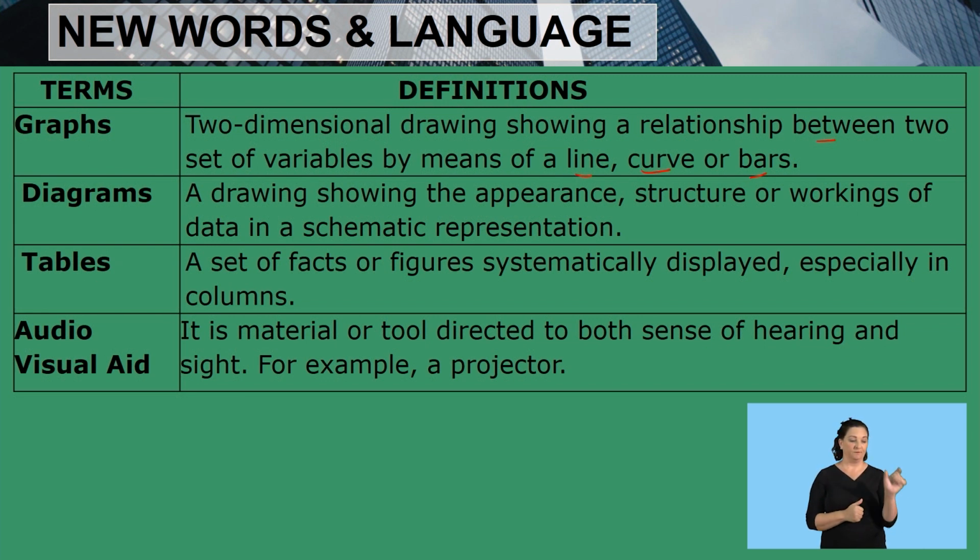We've got diagrams, which is a drawing showing the appearance, structure, or workings of data in a schematic representation. You've got tables. A table is a set of facts or figures systematically displayed, especially in columns. And then you've got audio-visual aids. It is a material or tool directed to both sense of hearing and sight. So hearing and sight, for example, a projector. But we'll hear more about this as we go on.